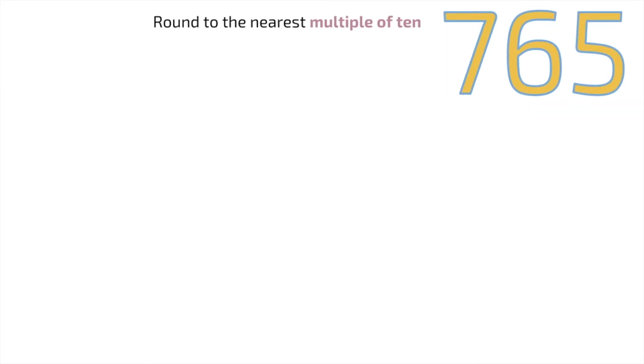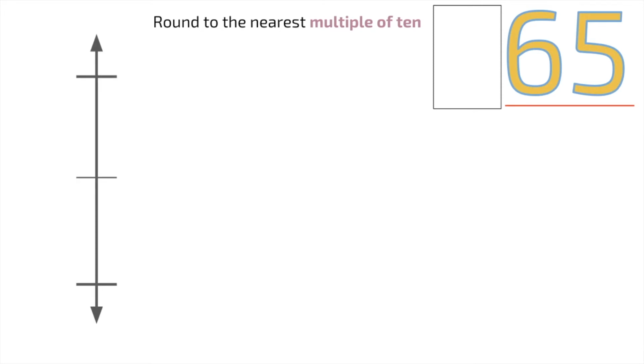One more time, we're going to round to the nearest 10. 765. I'm going to underline everything up to the tens place. Boom. And so I'm going to ignore that 700 for right now. I don't need it. I just need to focus on the 65. 65 is in between 60 and 70. Right in the middle is 65.